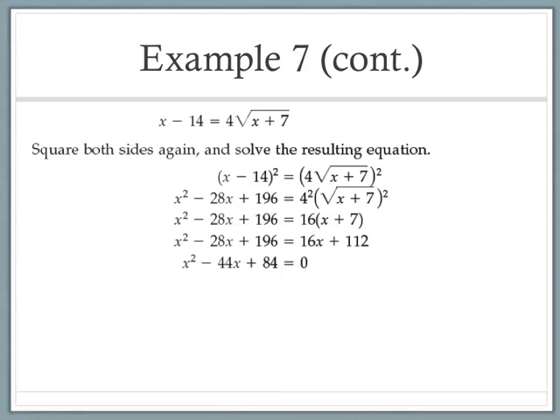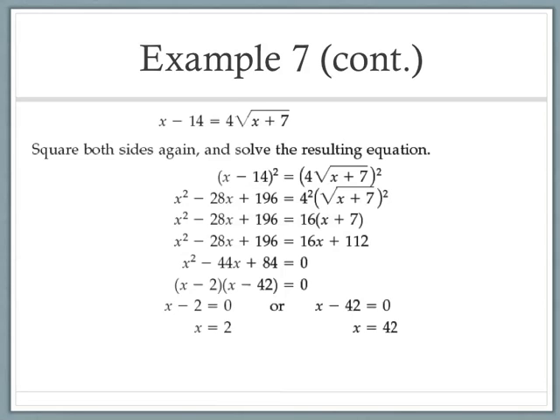So that would be (x - 2)(x - 42) = 0. Set each factor equal to 0 and solve. And that gives you x = 2 and x = 42. Now we want to go back to the original problem and plug it back in. So we'll try with 2 first.